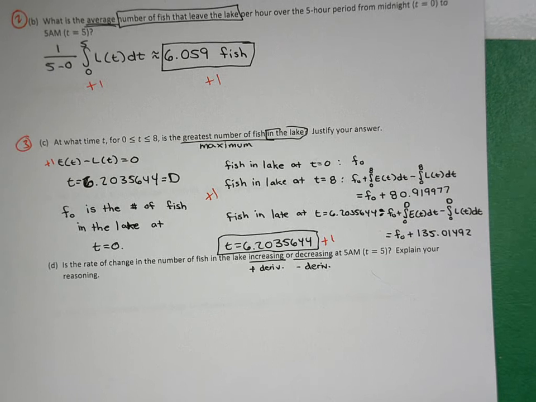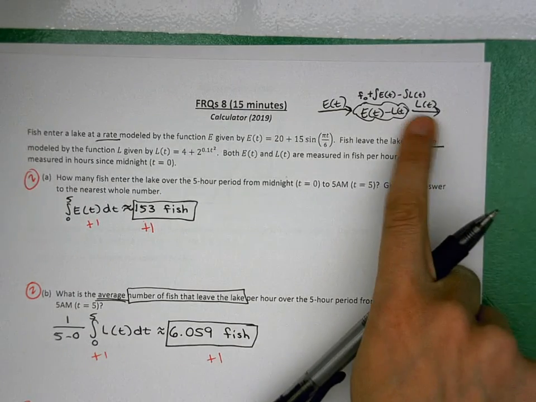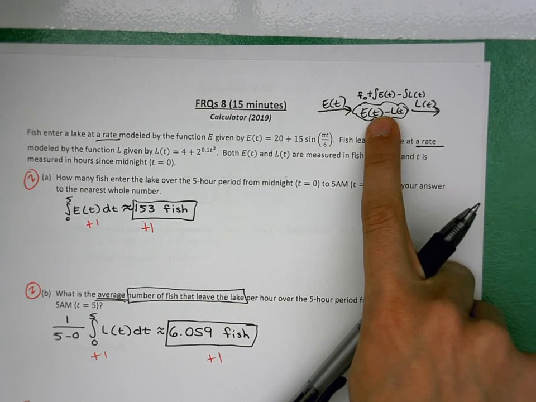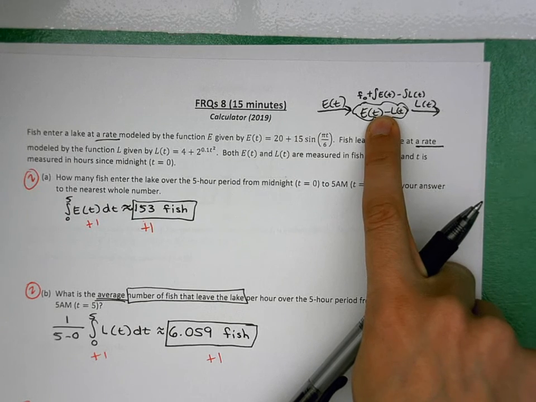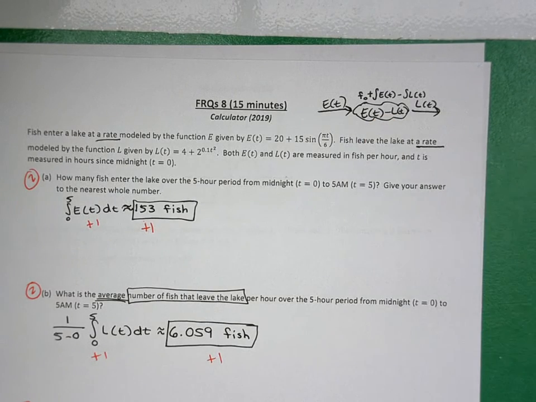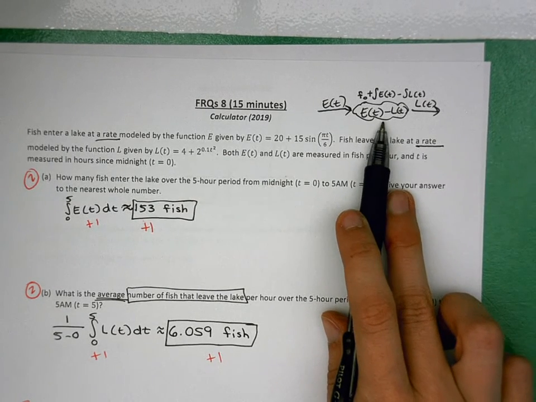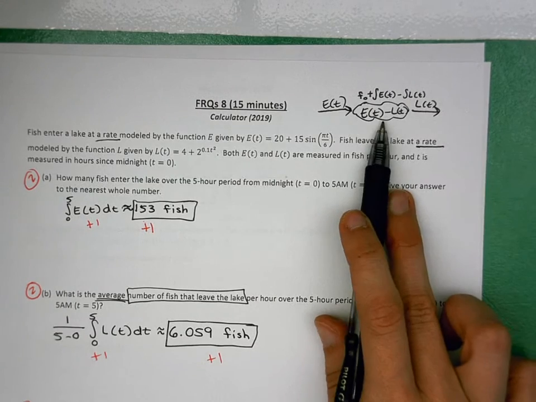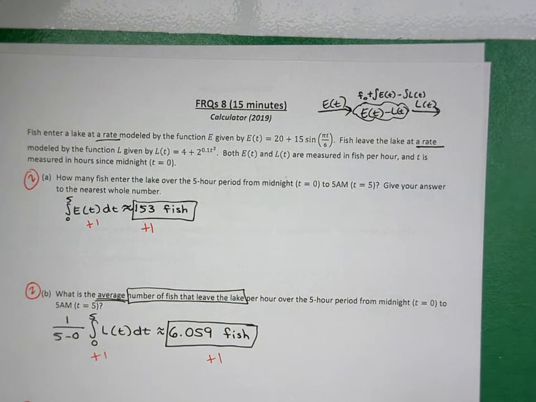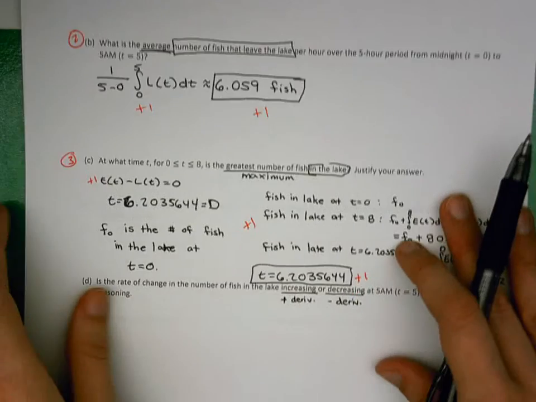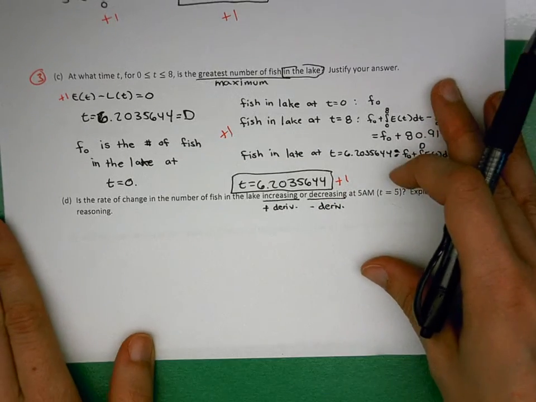Well, you would know something is increasing or decreasing. E and L, what are E and L measuring? Together they're measuring the fish in the lake, right? E is the fish entering, L is the fish exiting. And so if we did E of 5, which is the t element in part D there, minus L of 5, what you'd be finding is whether the number of fish in the lake is increasing or decreasing, because that's what E and L are. Okay, but unfortunately, they aren't asking me if the number of fish in the lake is increasing or decreasing.